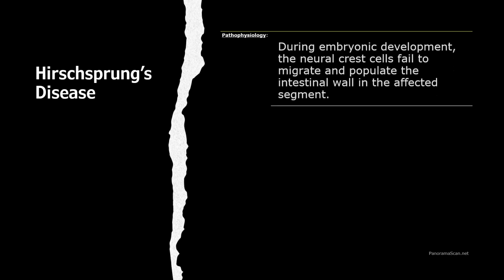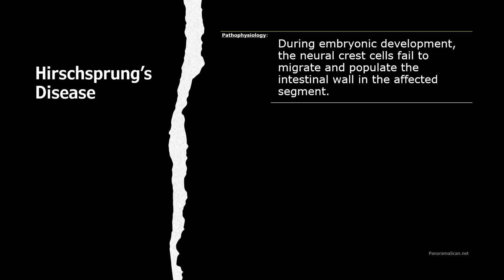Now let's dive into the pathophysiology of Hirschsprung's disease. During embryonic development, neural crest cells are supposed to migrate and populate the intestinal wall. In Hirschsprung's disease, this migration fails to occur in the affected segment of the colon or rectum. As a result, there is a lack of ganglionic cells in that area, which are crucial for normal function of the bowel.